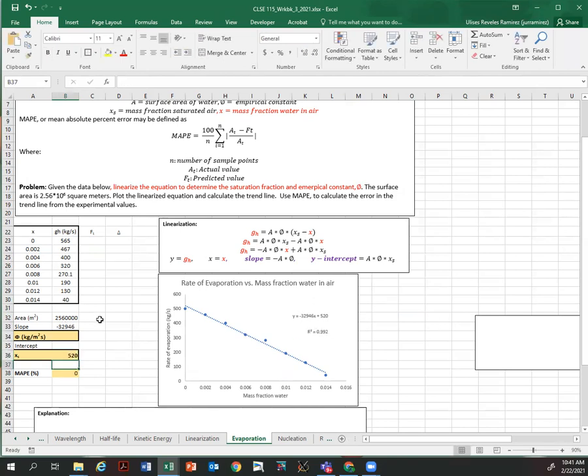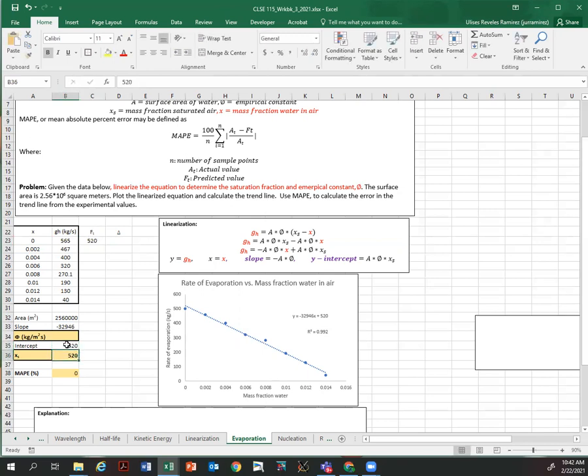So copy this equation. Now I can calculate from the model. Remember this, the model is the dashed line and your experiment are the dots. So let's calculate with the model what is the rate of evaporation. So I'm going to copy here using this formula. This equals, let's see, the slope times X plus the Y-intercept. Wait, the Y-intercept is actually this. Y-intercept, I need to copy here.